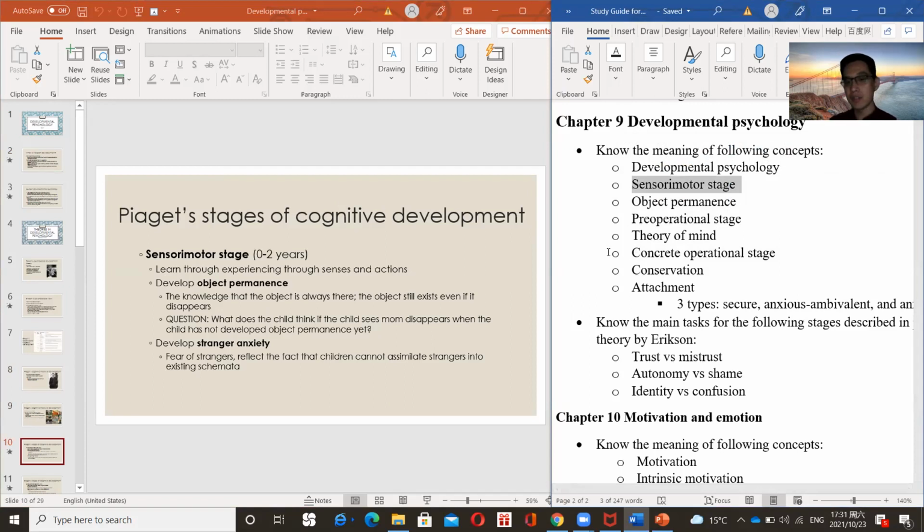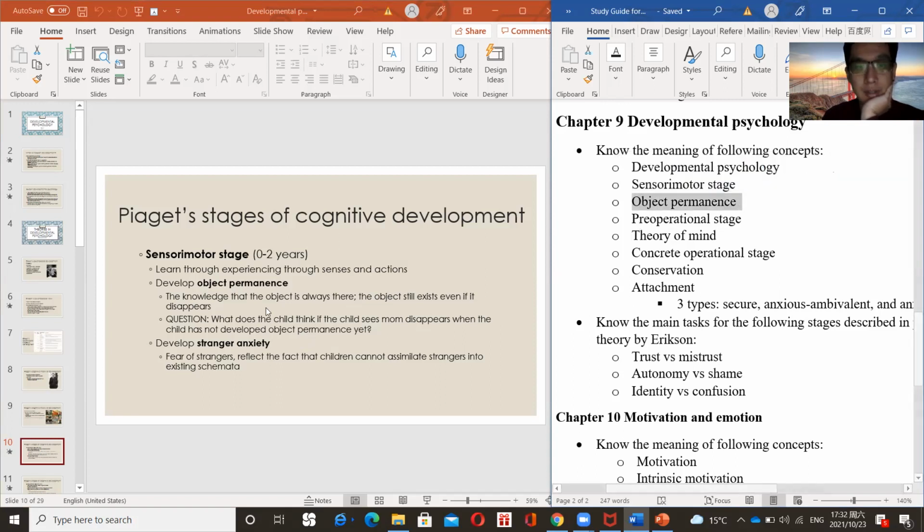In that stage, children or babies learn everything through direct experiences, such as their senses and their actions. They learn through those senses and actions. That is sensory motor stage. In that stage, children gradually develop a knowledge that is called object permanence.